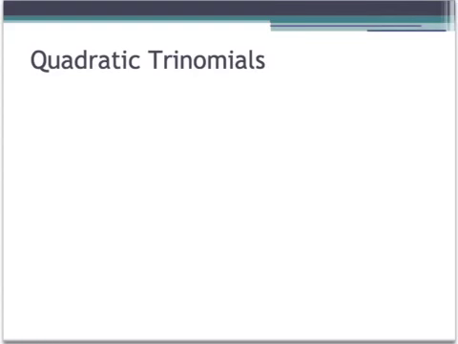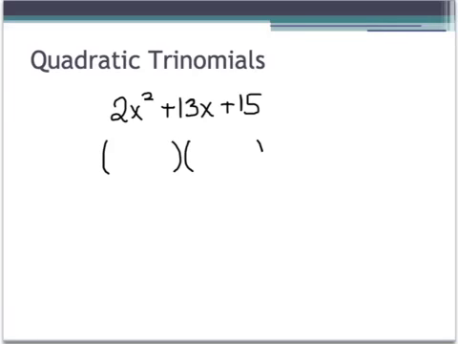Okay, now we're going to practice factoring quadratic trinomials. Let's start with the example 2x squared plus 13x plus 15. If there was a greatest common factor, we would want to pull that out. In this example, there is not one. So go ahead and write out your two binomials.